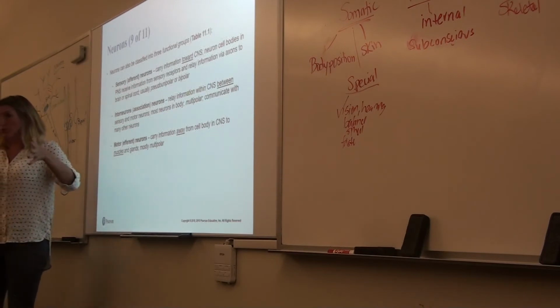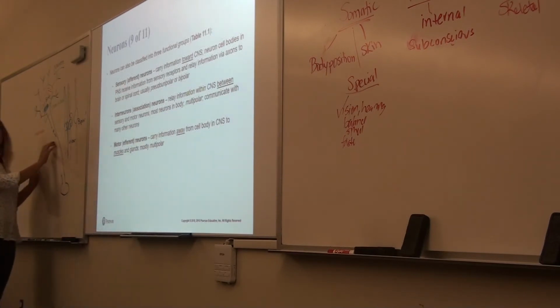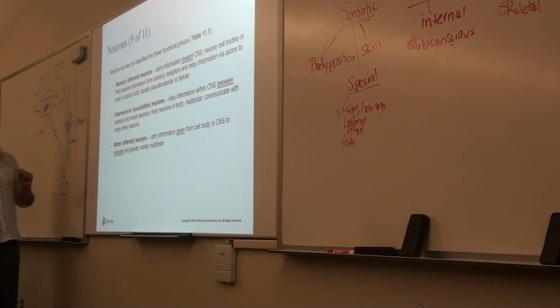Most of them are multipolar, right? So most of them are looking like this. And this is the way most of your neurons look. Just a few of them will look like that. So the flow of information looks like this.